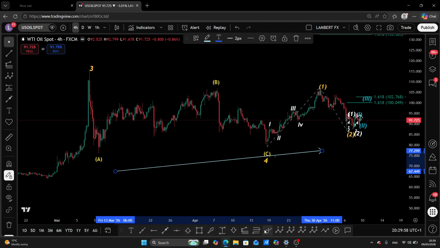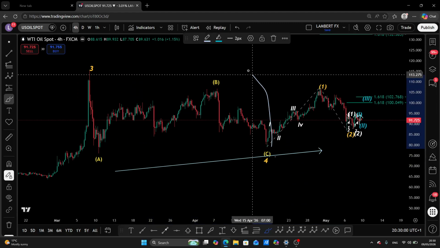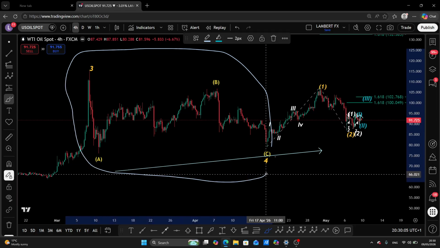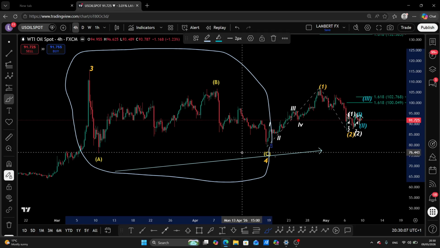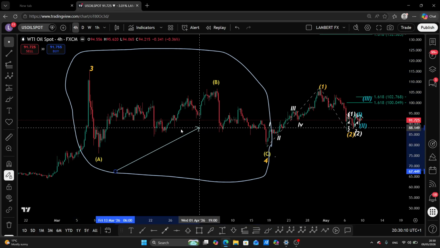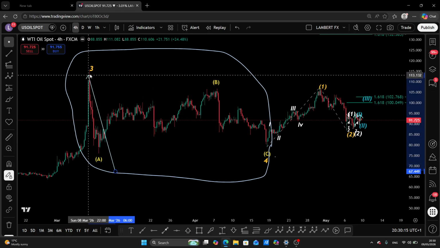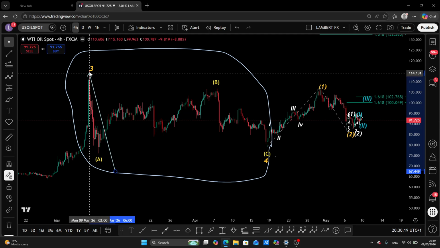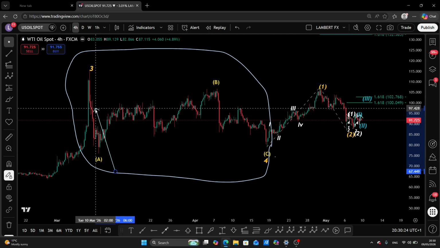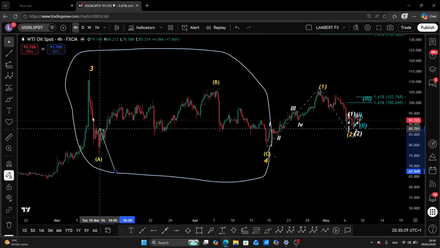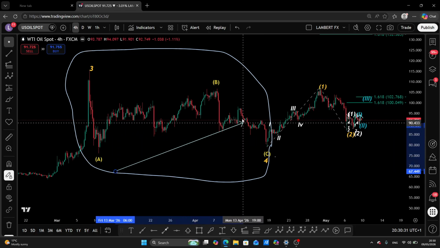All right. So let's look at this correction here. Let's concentrate here. Okay. So after this leg up for three, like I said, I'm using the Elliott wave principle. So after this leg for three, we had this correction for A, B, and C. So this is basically a regular flat.